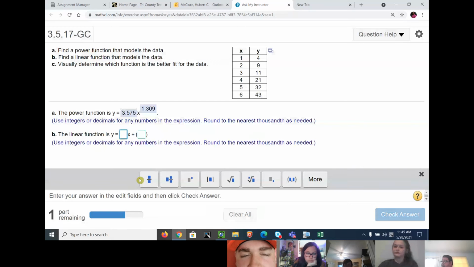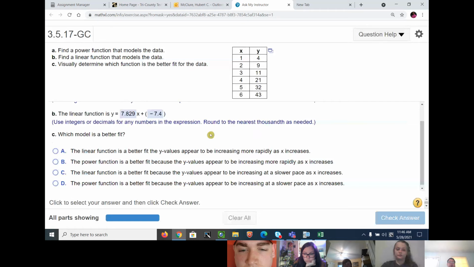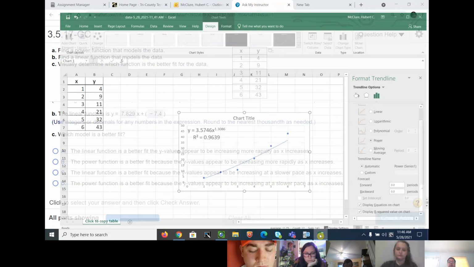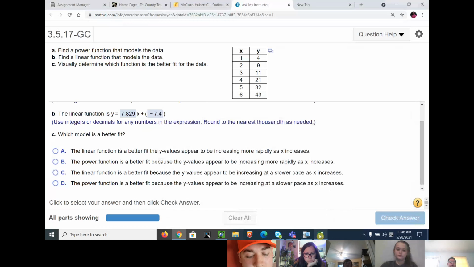And the linear function is 7.829x plus, it'd be a negative 7.4. And I would say that the power, let's see, power would be, mathematically, it would be Bravo or Delta. Now let's see which one increases more rapidly or slower. A little bit slower. I don't know. Could be B or D. So it's going to be B. Yep. Increases more rapidly as X increases.